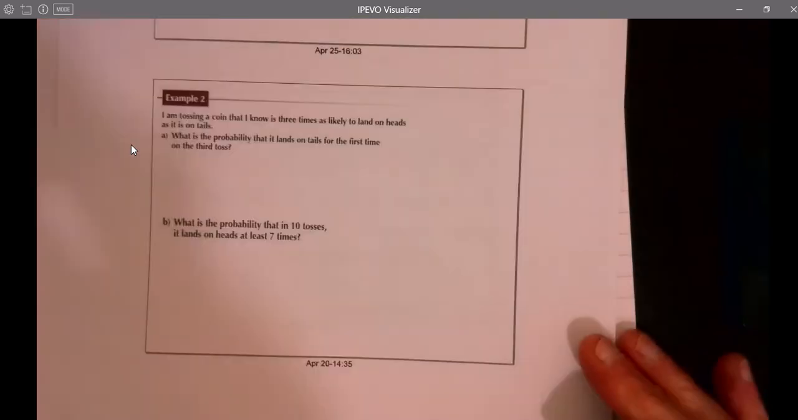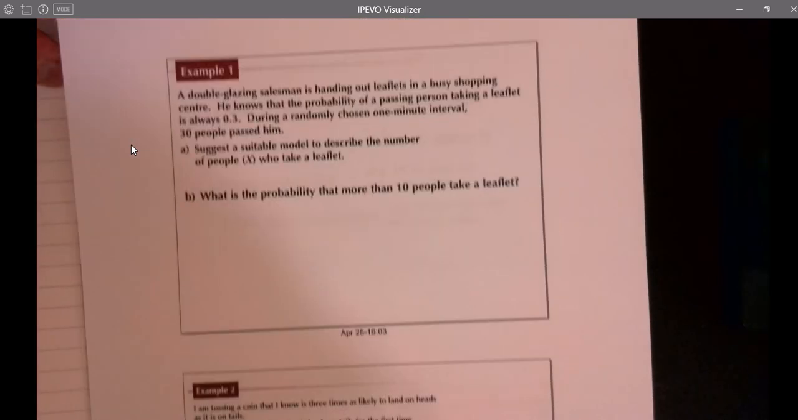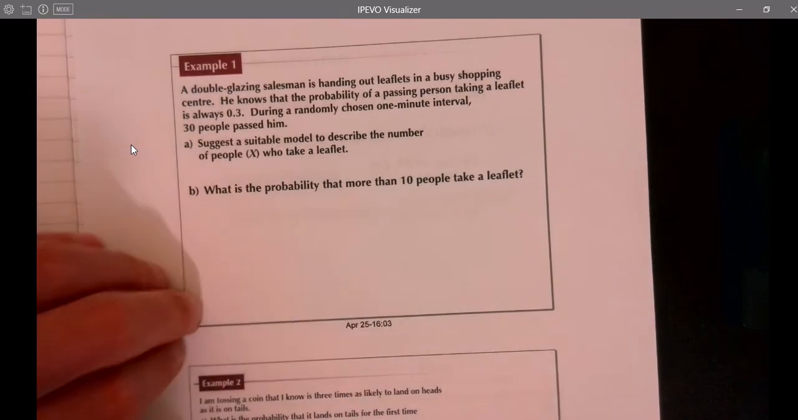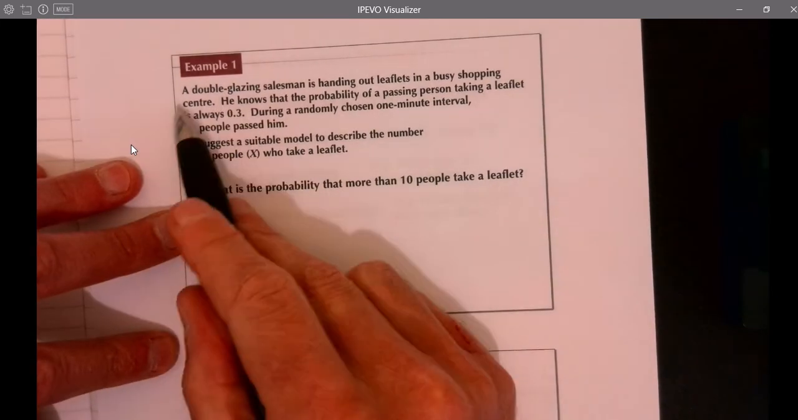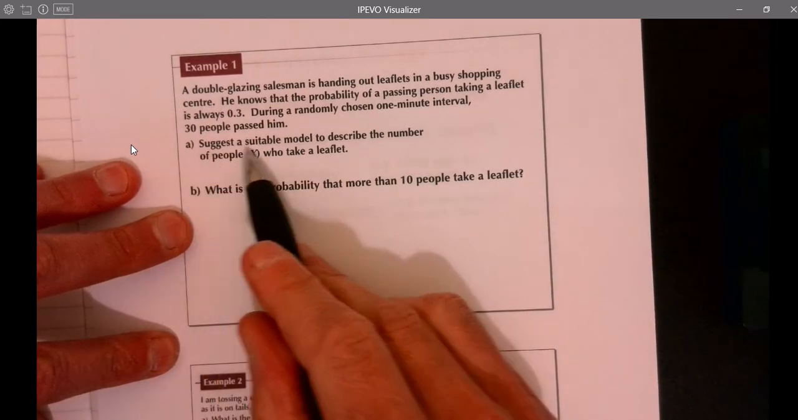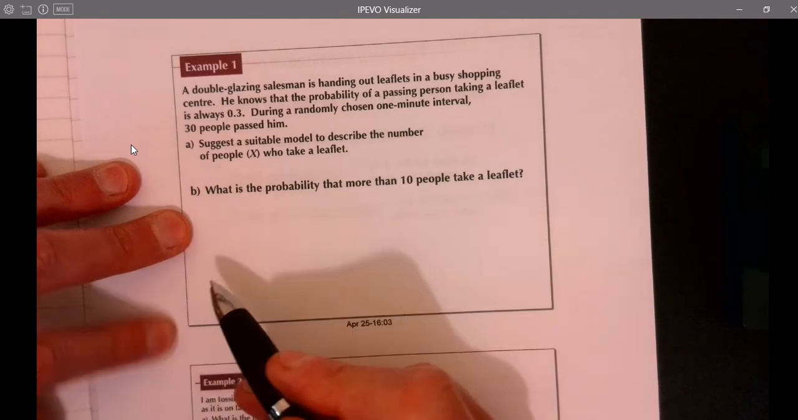I'm going to have a quick whiz through these two. Again, do the questions before me if you're happy about that. What have we got here? Suggest a suitable model to describe the number of people. Okay, right, so it's going to be binomial.